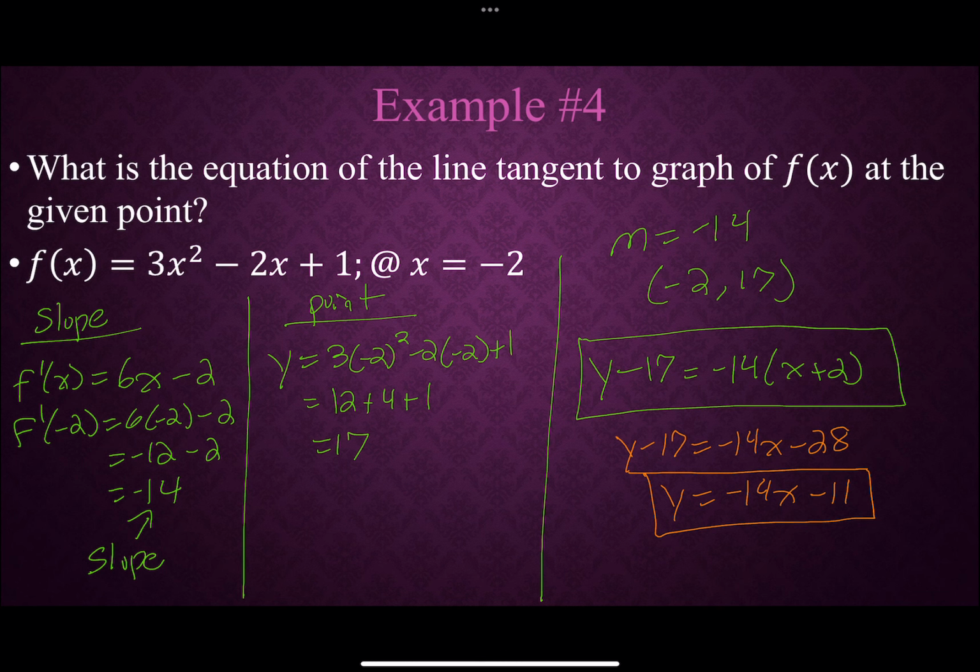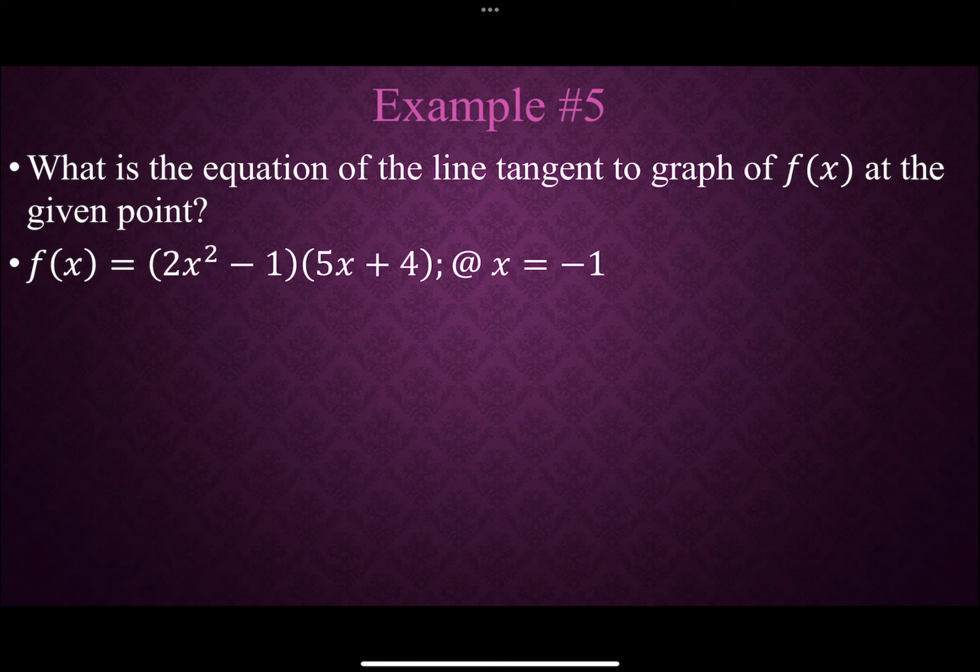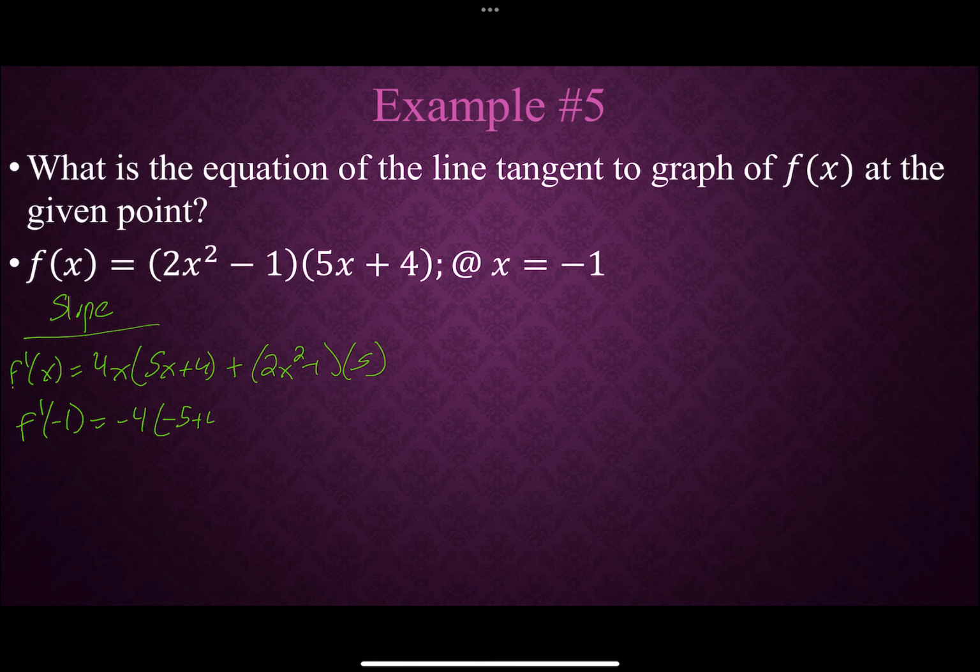All right, so that's just a nice simple power rule. So if we look at it in terms of the product rule, though, it's still the same concept. Our slope would be the derivative. So f prime of x would be 4x times 5x plus 4 plus 2x squared minus 1 times 5. We substitute negative 1 into that, so we'd get negative 4 times negative 5 plus 4 plus 2 minus 1 times 5. Negative 4 times negative 1 plus 1 times 5, we get 4 plus 5, which is 9. And that's our slope.